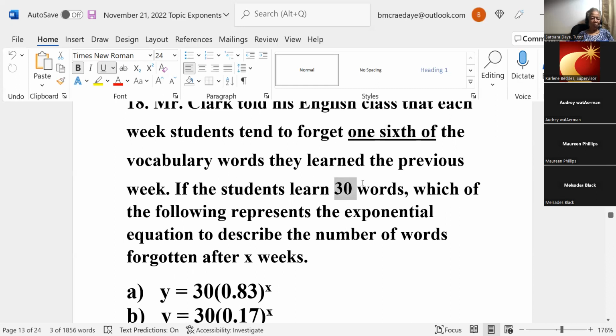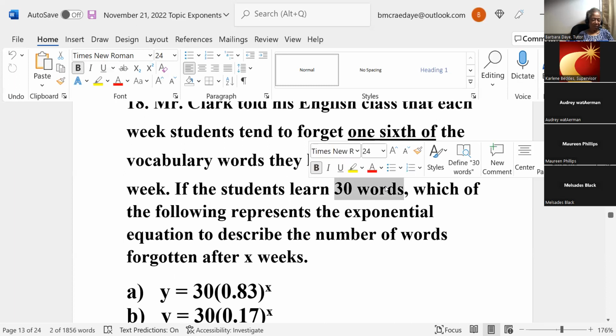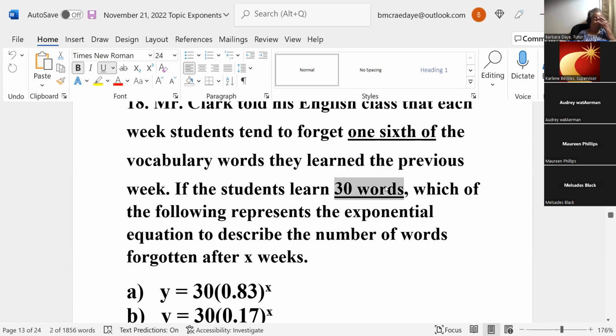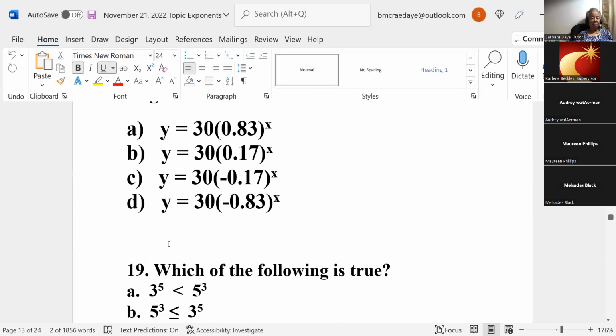So they forgot 1/6. 1/6 is what as a percent? Anybody?